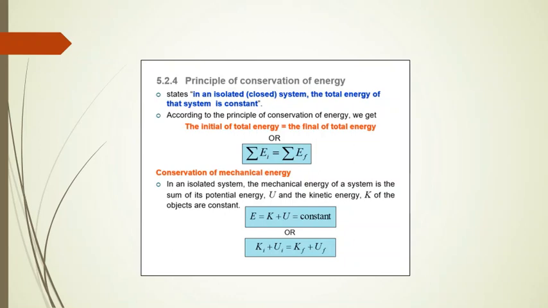Principle of conservation of energy. It states that in an isolated or closed system, the total energy of a system is constant. The initial total energy is equal to the final total energy. Conservation of mechanical energy will be E equals K plus U, or in other words, K initial plus U initial equals K final plus U final.